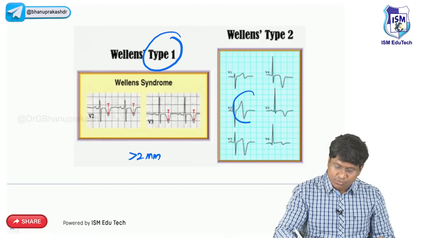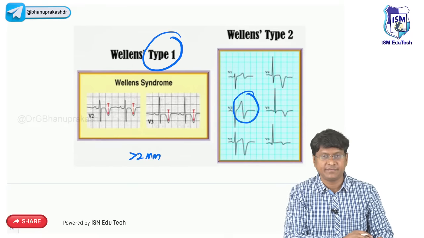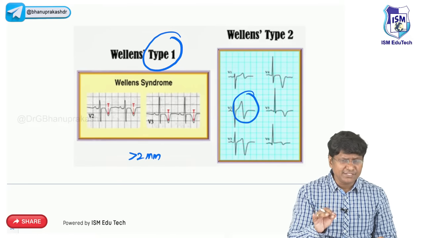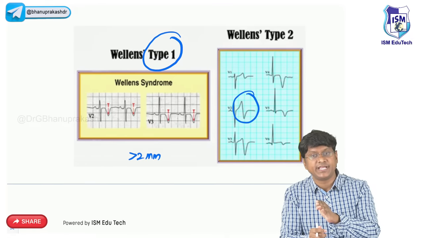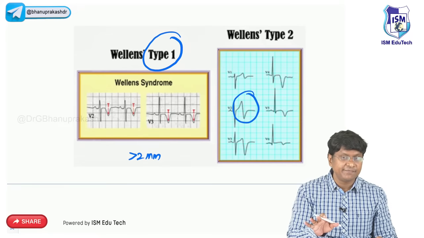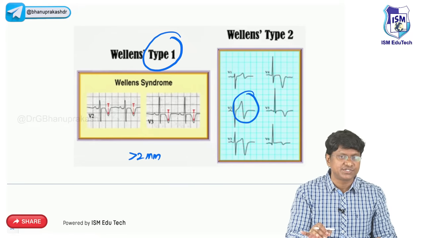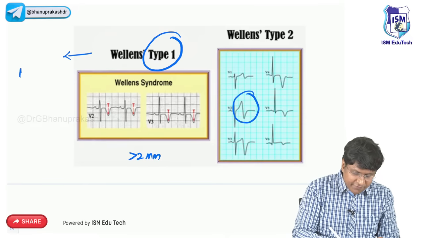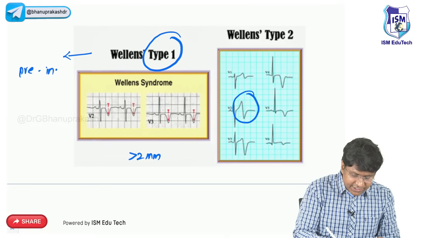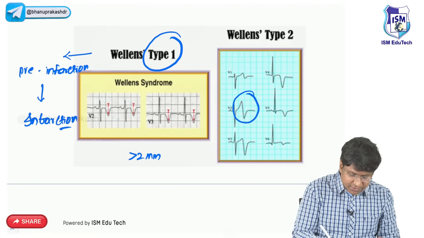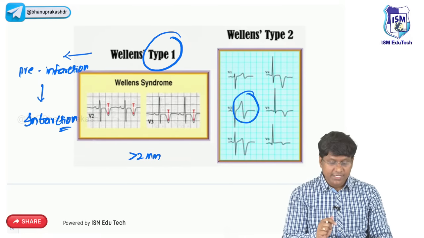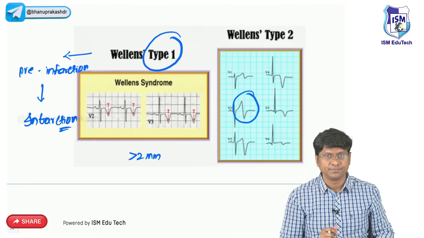Whereas type 2 Wellens is what? Where you have biphasic T wave inversion. Now, the presence of the Wellens, what does it indicate? It represents the pre-infarction stage of coronary artery disease. That means if you don't treat this pre-infarction stage, there is a very high chance that the patient may progress to the development of infarction. Okay, so that is your Wellens syndrome, right?